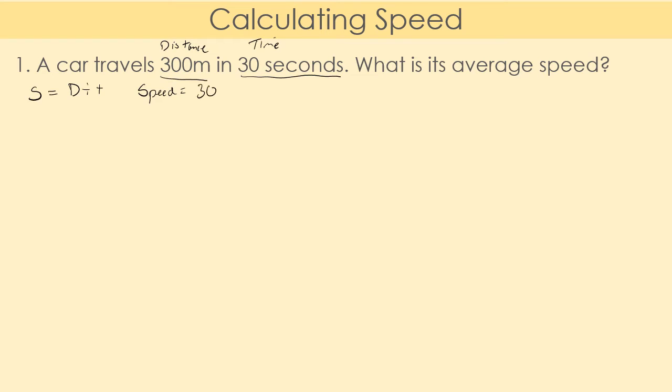equals 300 meters divided by 30 seconds. I do that on my calculator. I do 300 divided by 30 and I get 10 meters per second. I'll travel 10 meters every second.